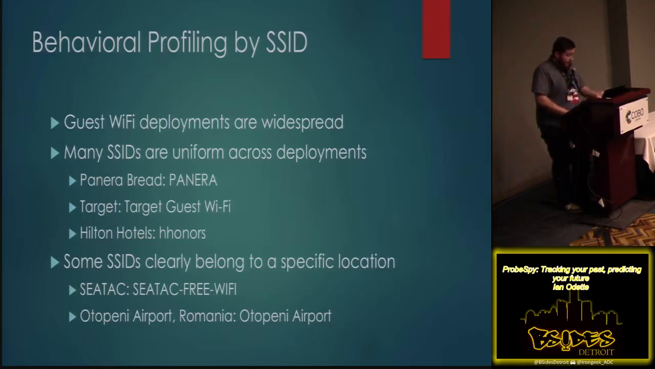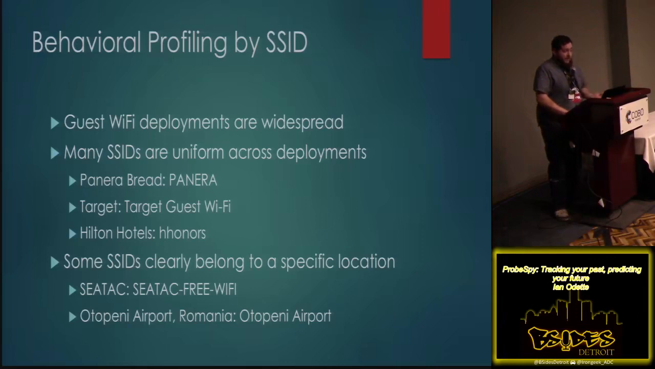For example, SeaTac Free Wi-Fi is a guest deployment that's at SeaTac Airport, and Otopani Airport in Romania, I think I'm pronouncing that right, is Otopani Airport. So, just by looking at the names of the networks, we might be able to make educated guesses about what the person is doing, what kind of businesses they patronize, or at least what kind of businesses they visited, places they've been, etc.